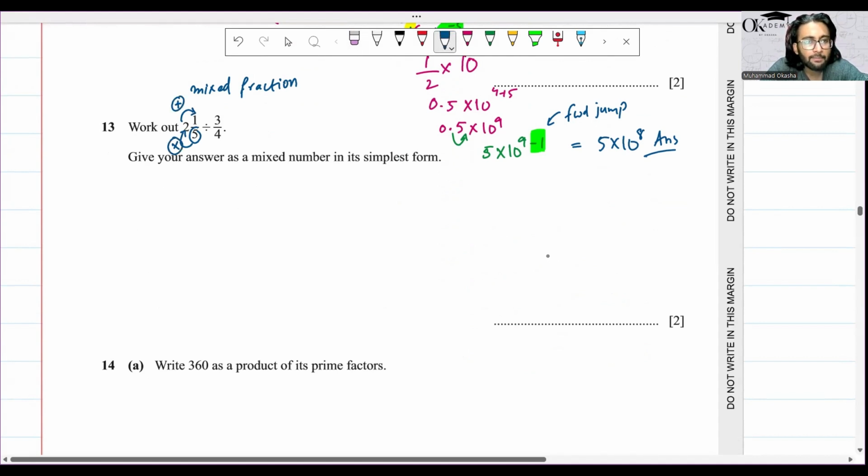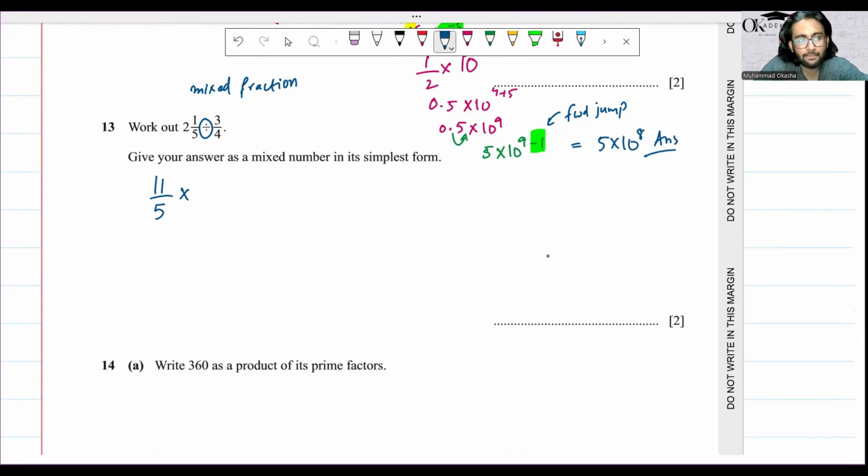So 5 times 2 is 10. 10 plus 1 is 11. So this will be 11 divided by 5. I cannot perform this division right away. I'll have to first convert this into multiplication. But I can't just write division as multiplication, right? I have to pay the price for it. What's the price we pay for converting this division into multiplication?